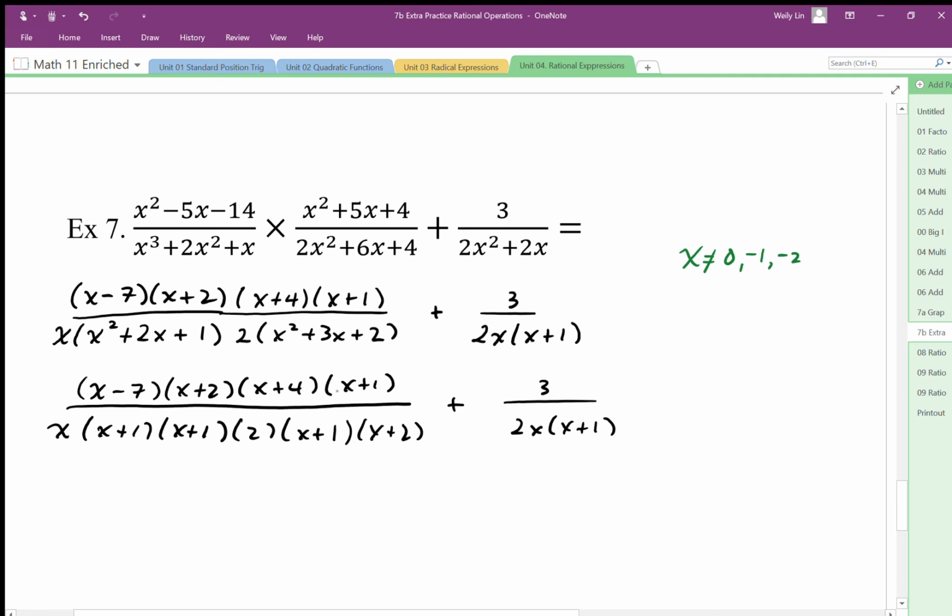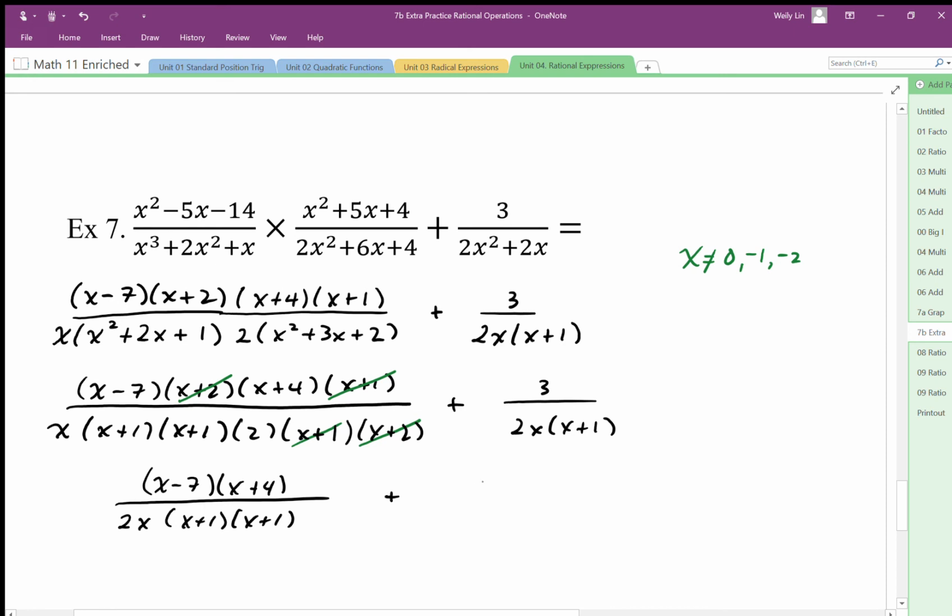Once I've got my restrictions, I'm going to cancel out some factors, x plus 1s, x plus 2s, and it looks like that's all that's going to cancel over there. So I don't do anything over here because, again, this is separated by plus, so I can't do any factor canceling when I have pluses and minuses. Okay, so I'm going to end up with x minus 7, x plus 4, and this is 2x times x plus 1, x plus 1.